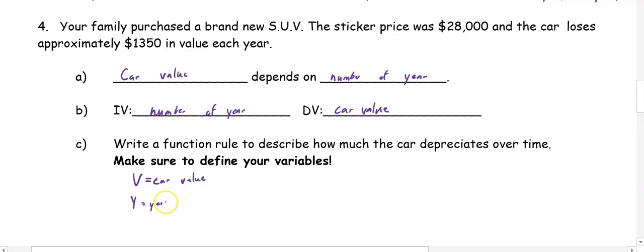So my function rule then would be value equals how much the car is worth, which is going to be 28,000 minus, because we're losing value, 1,350 per year. So Y.